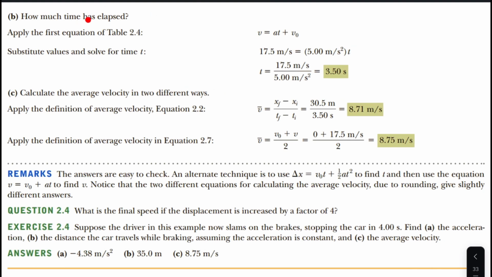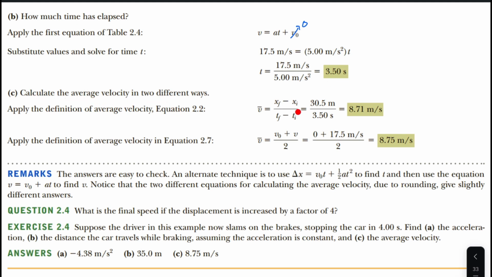For part B, how much time has elapsed? We are going to use the equation where the only unknown that we're going to solve is the T. So we have V equivalent to V0 plus AT. Put the T as the unknown, the V0 equivalent to 0. V final already calculated as 17.5. So you will solve for T. You will get your T 3.5 second.